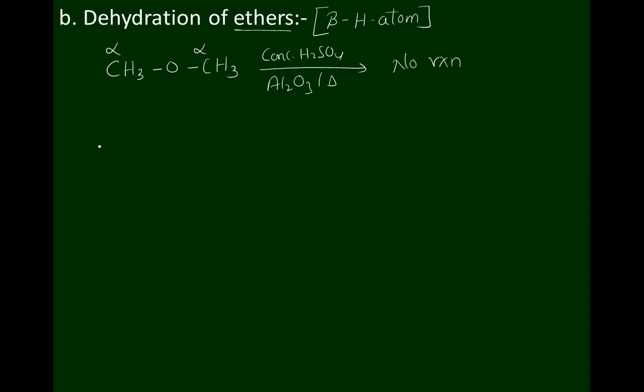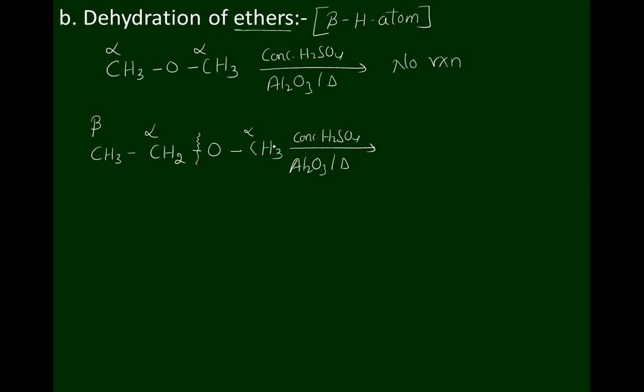I'll take one more molecule, CH3CH2OCH3. This is alpha, this is alpha, and this is the beta carbon atom, which contains beta hydrogen atoms. Now what happens when it is heated with concentrated sulfuric acid H2SO4 or Al2O3? Either I can use sulfuric acid as the dehydrating agent or aluminum oxide. So always the bond breaks here.